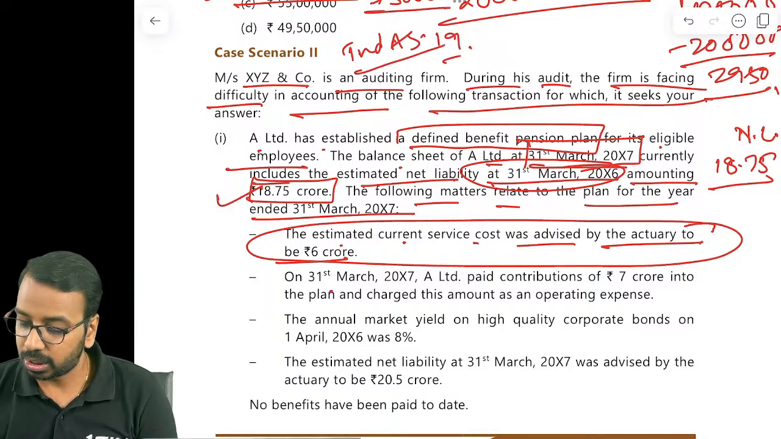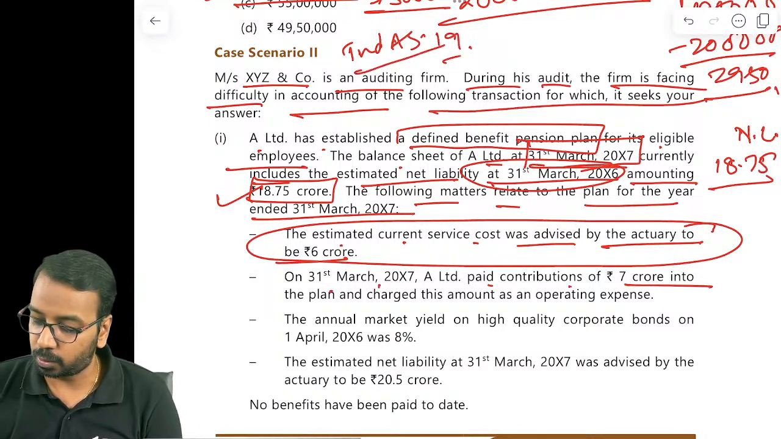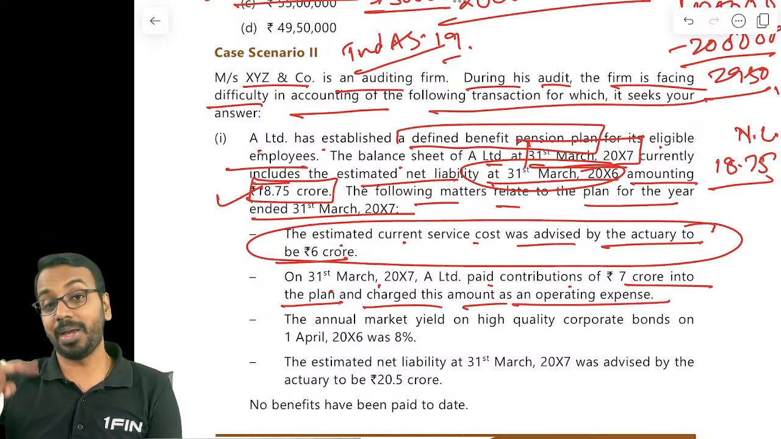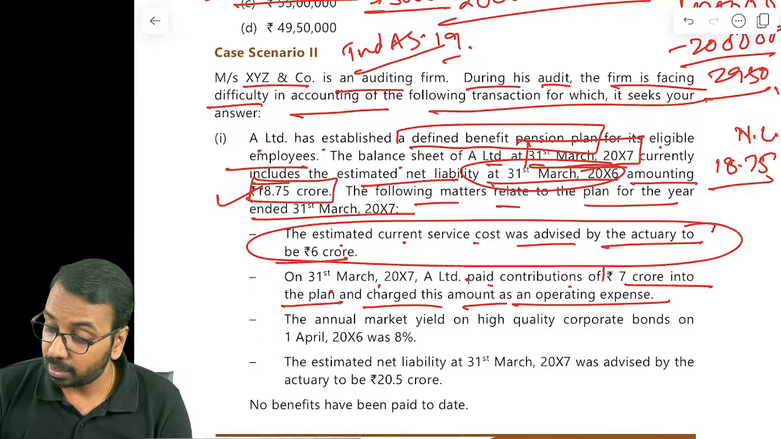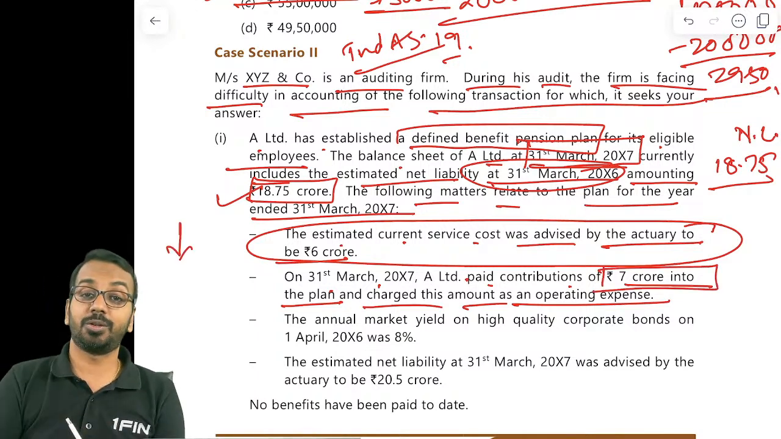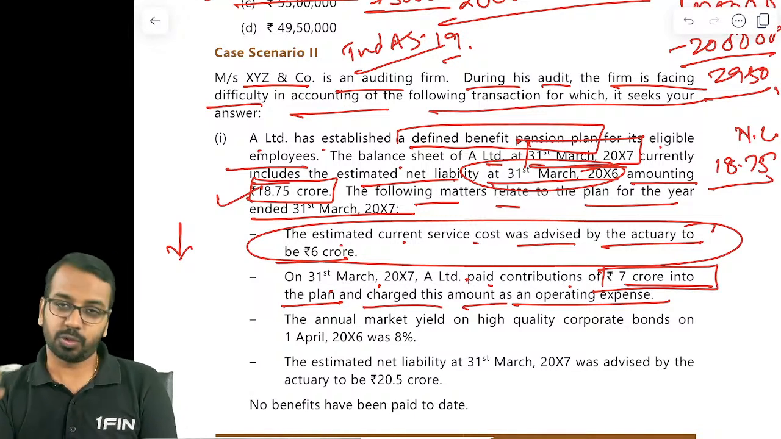Right? On 31st March, they paid contributions of 7 crore into the plan and charged this amount as an operating expense. Okay, so we paid the money. When we make a contribution, our liability comes down. But instead, what did they do? They debited that to P&L. So this has to be corrected.